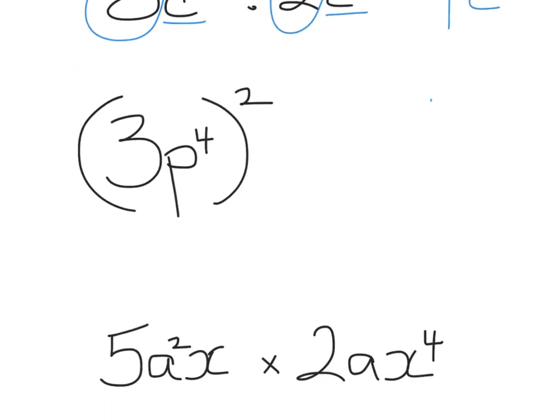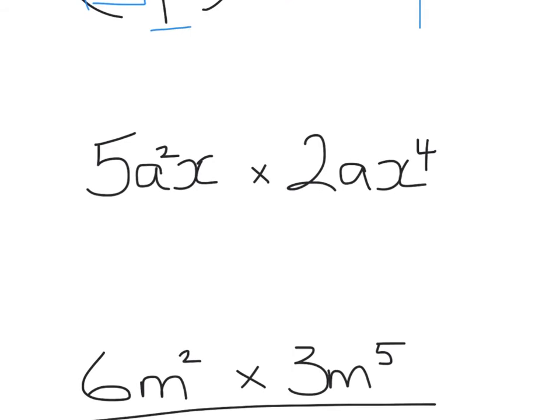Again, let's look at the index number first. p to the power 4, squared. So whenever it's in a bracket, we multiply those. So that becomes p to the power of 8. And then we have the number 3 squared. Well, 3 times 3 is 9.